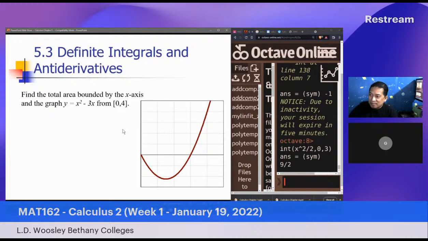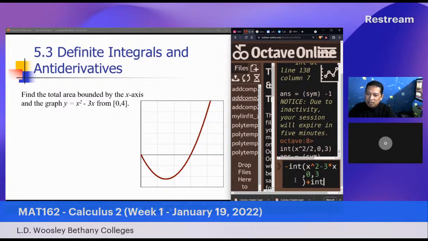Sige, kindly solve. So ako naman, gagamitan ko rin ng to. So dalawa yung magiging negative. Papasimulan ko ng negative integral of x squared minus 3x from 0 to 3 lang siya. And plus, magpa-plus ako, integral of same function, x squared minus 3x, from 3 to 4.